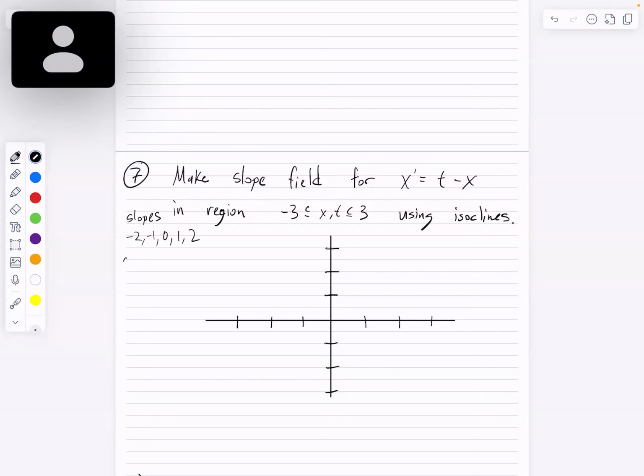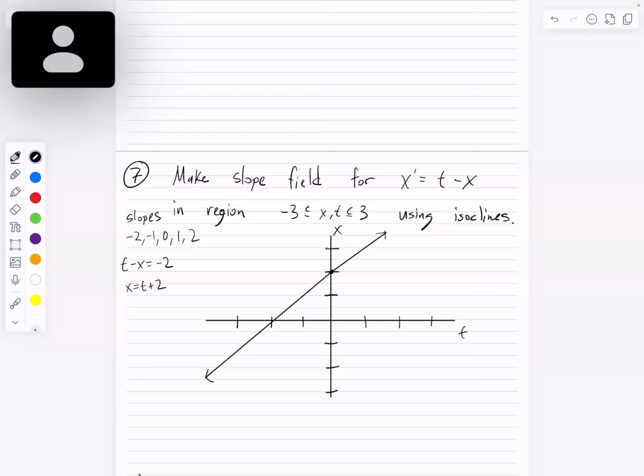So we set those equal, and so you get t minus x equals -2. So then you get x equals t plus 2. That's going to be the isocline for that one. And then you will graph that. And so if this is our t-axis and our x-axis, so x equals t plus 2. So that's this line with slope 1. And so it will look something like that.